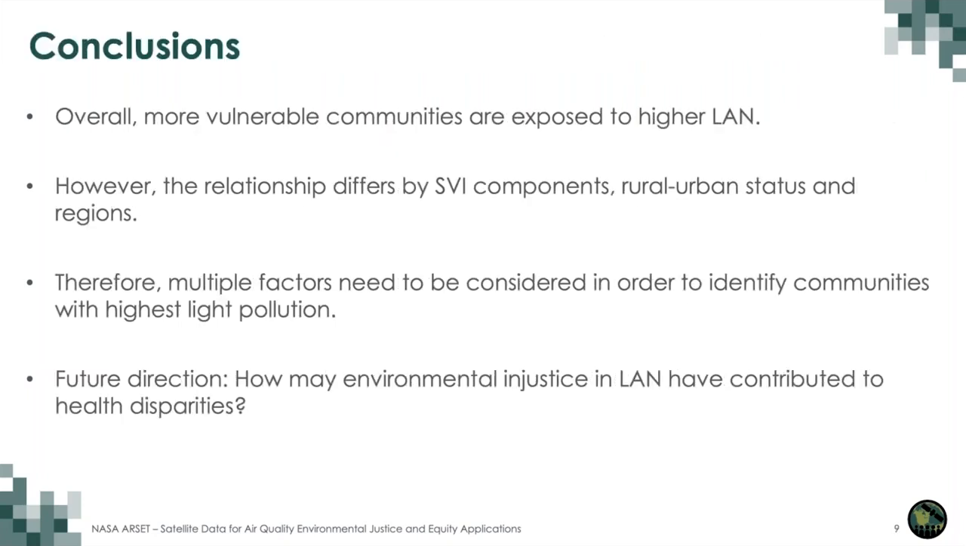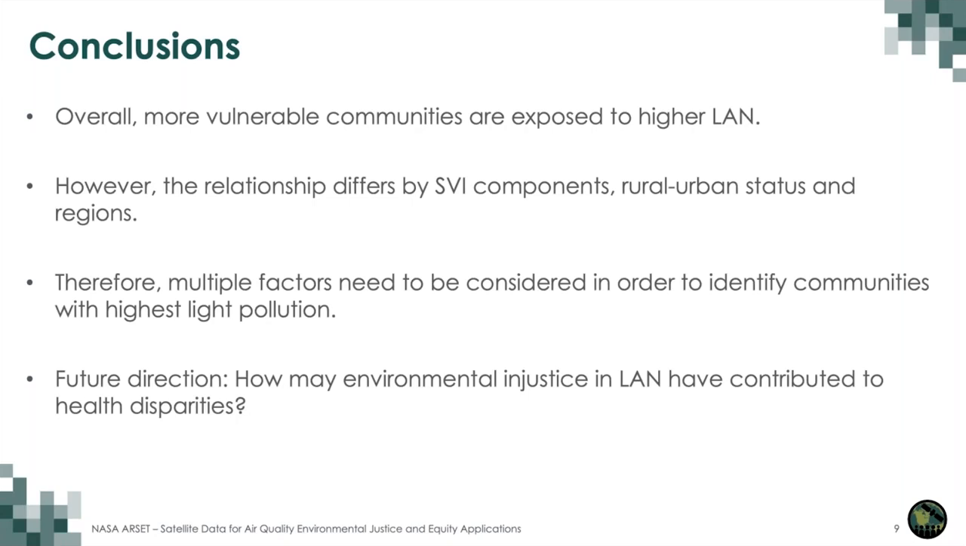So in conclusion, from this analysis, we found that overall, more vulnerable communities are exposed to higher light at night. However, the relationship is very complicated. It differs by social vulnerability components, rural or urban status, and regions. And what this reminds us is when it comes to identifying communities with the highest light pollution or other environmental hazards, it's really important to consider multiple factors for characterizing those communities.